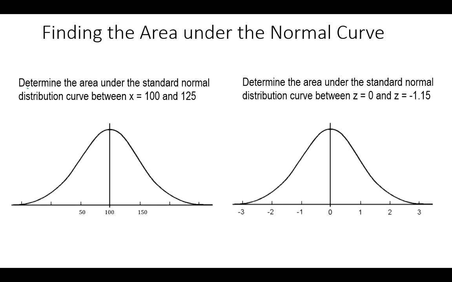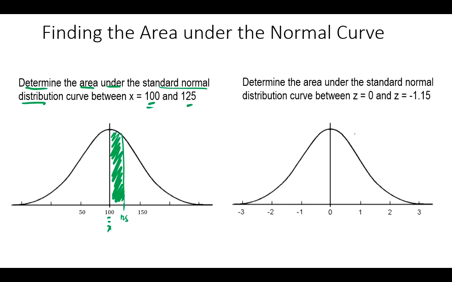Sabi dyan, determine the area under the standard normal distribution curve between x equal to 100 and 125. So, this is the x which is equal to 100. At sabi dyan, between daw ni 100 at ni 125. And we all know that the center of 100 and 150 is 125. So, let's say that's the 125. Okay? Sabi, between ni 100 at 125. So, meaning, ito yung area na kinukuha natin.